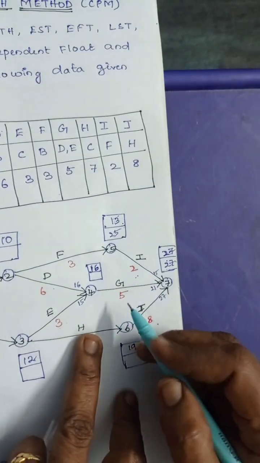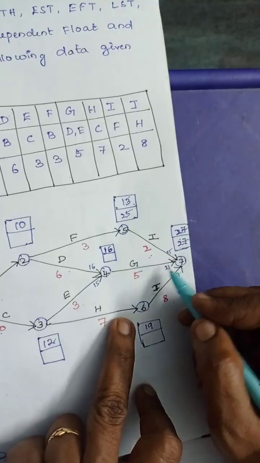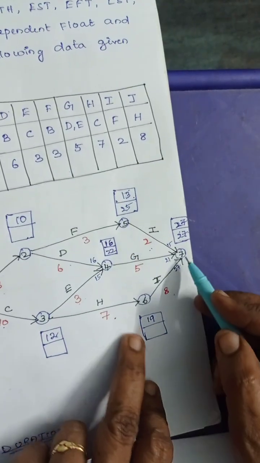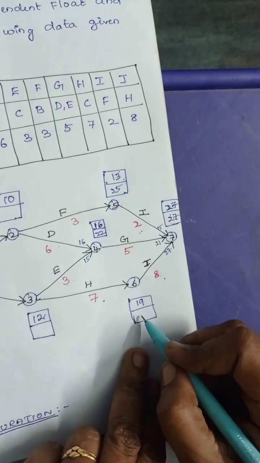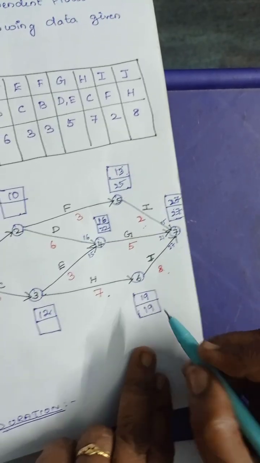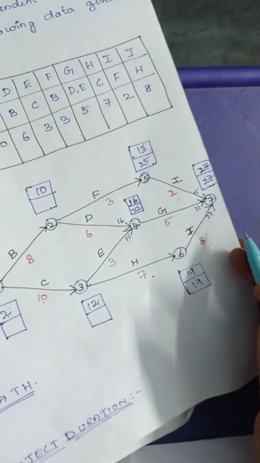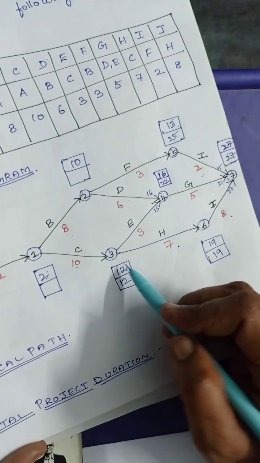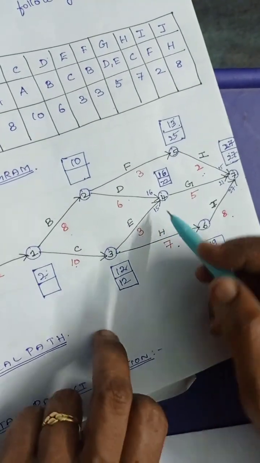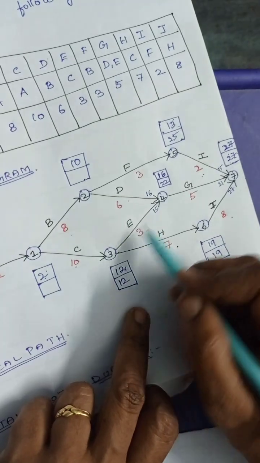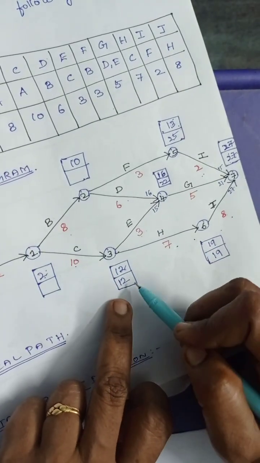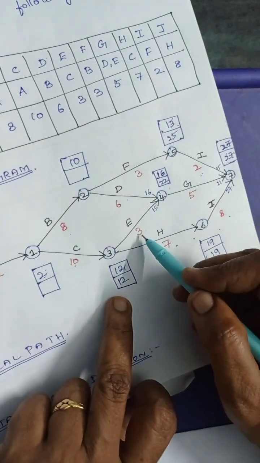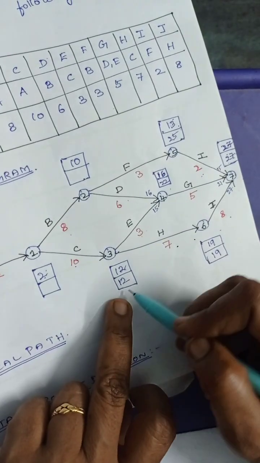Here 27 minus 5 is 22. Here 27 minus 8 is 19. Here 19 minus 7 is 12. Here you have two nodes, so 19 minus 7 is 12. Here you have 22 minus 3 is 19. So the minimum among this is 12.